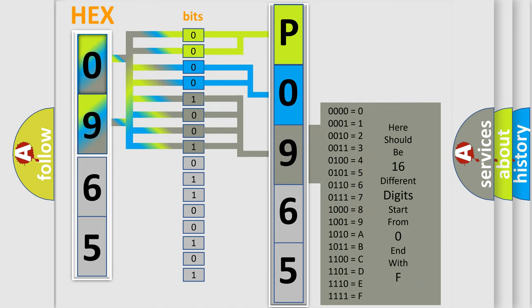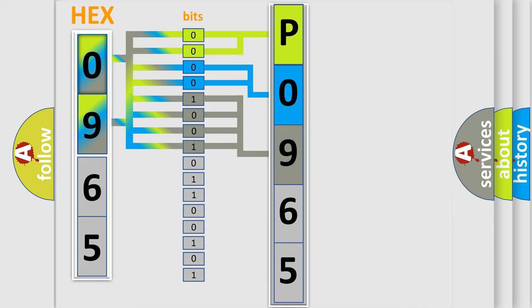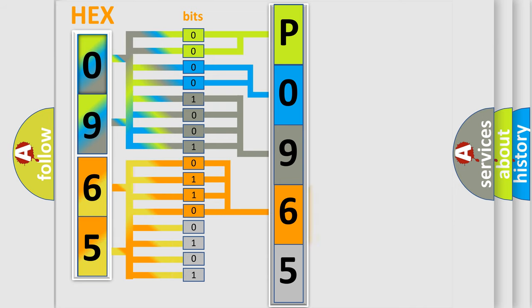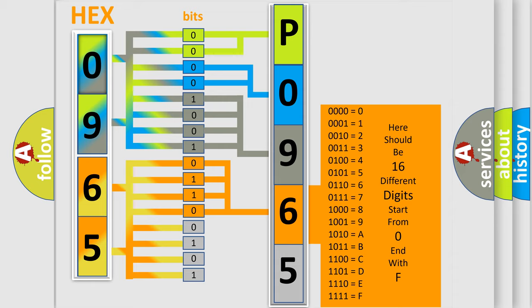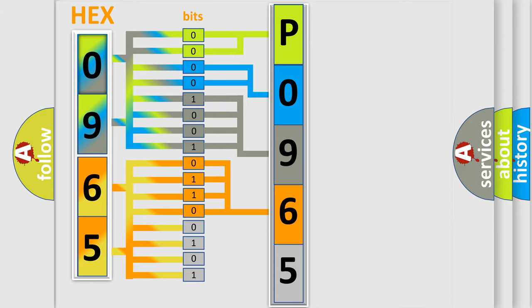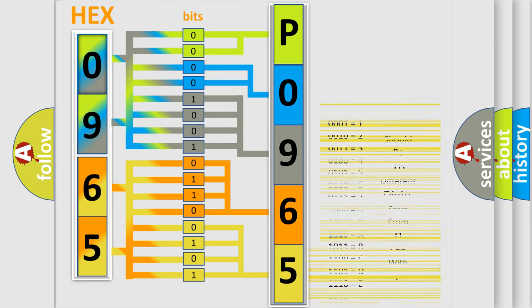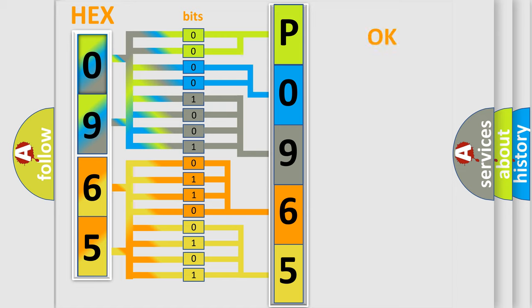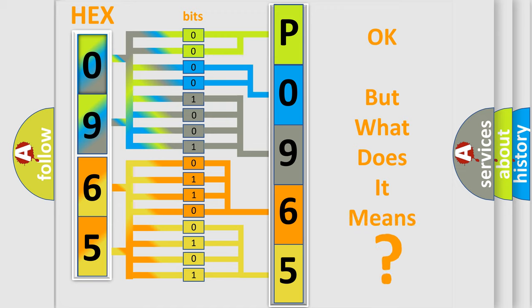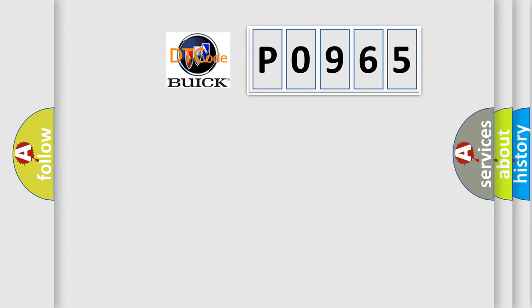The second byte is composed of a combination of 8 bits. The first 4 bits determine the fourth character of the code, and the combination of the last 4 bits defines the fifth character. A single byte conceals 256 possible combinations. We now know in what way the diagnostic tool translates the received information into a more comprehensible format. The number itself does not make sense to us if we cannot assign information to what it actually expresses. So, what does the Diagnostic Trouble Code P0965 interpret specifically for Buick?